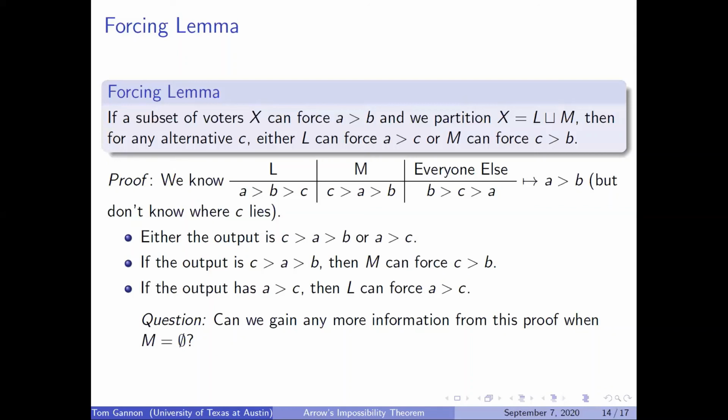Another person in the chat says no matter which way everyone else votes, L is still a forcing set. And the answer is absolutely yes. Because again, my assumption of monotonicity allows me to just consider the worst case scenario. And I showed you in the worst case scenario that assuming the output is A over C, then L voted A over C, everyone else voted C over A, and yet A over C comes out, and therefore L can force A over C.